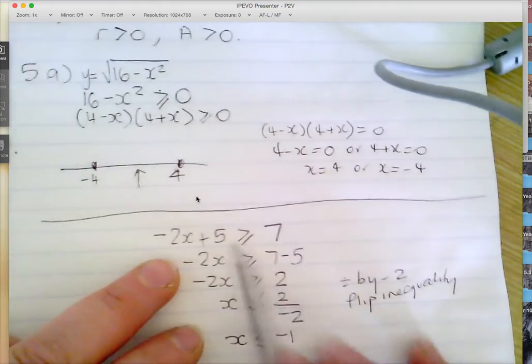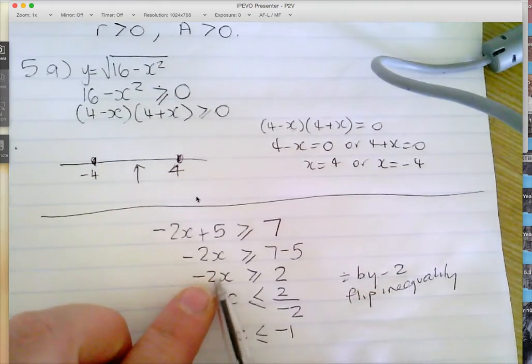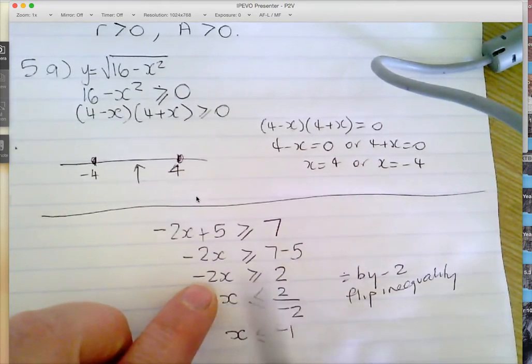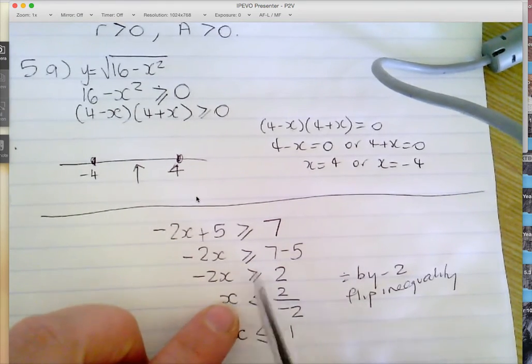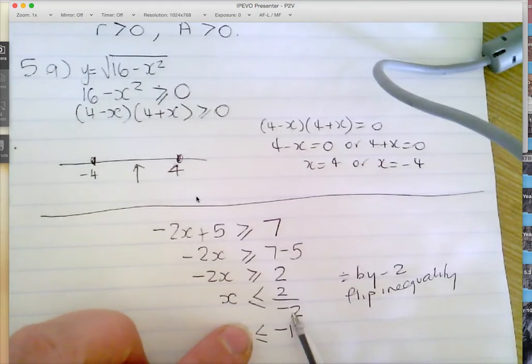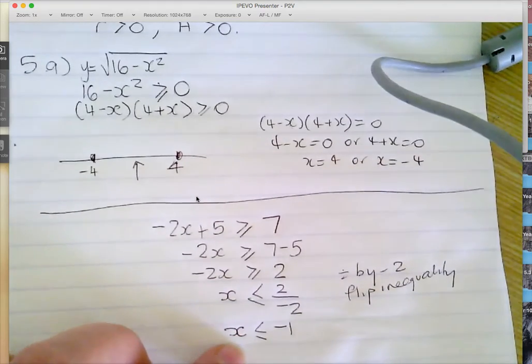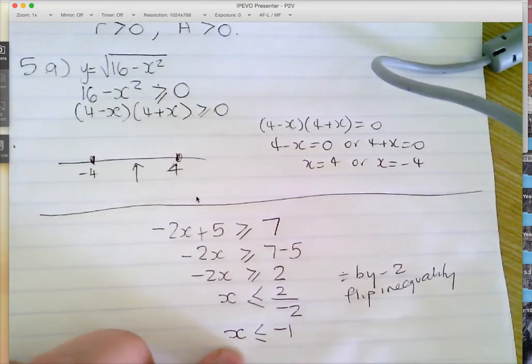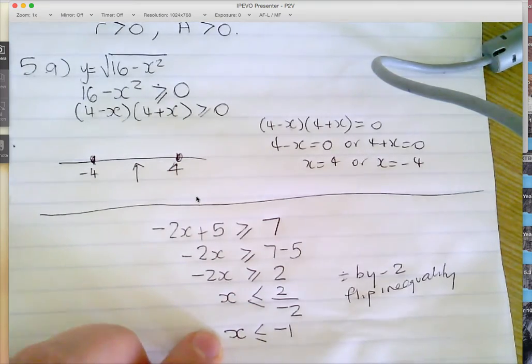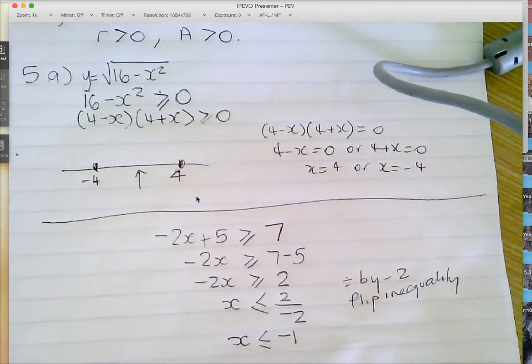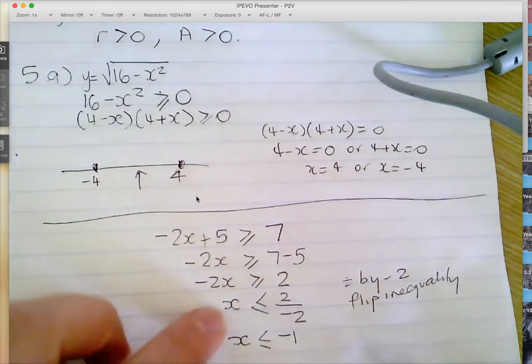If you have an inequality, what I'm trying to show you is, if you've got minus 2x is greater than or equal to 2, you divide by negative 2, and because you're dividing by a negative, you turn the inequality sign around. So your answer is x is less than or equal to 1. Did you notice my answer is not a single number? In other words, it could be negative 1, negative 2, negative 3, negative 4, negative 100.